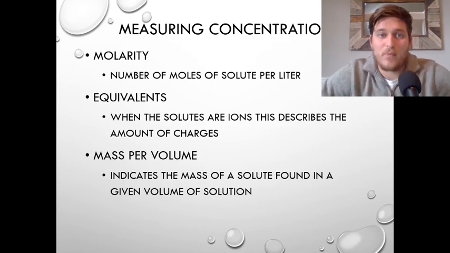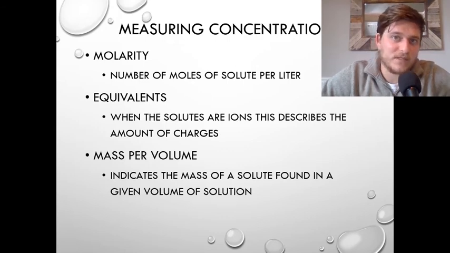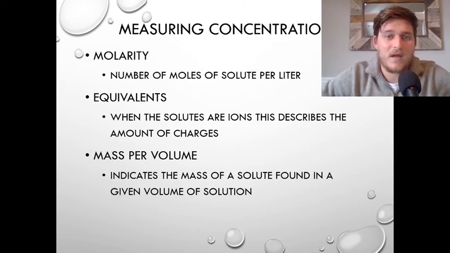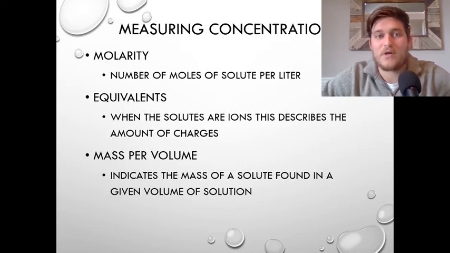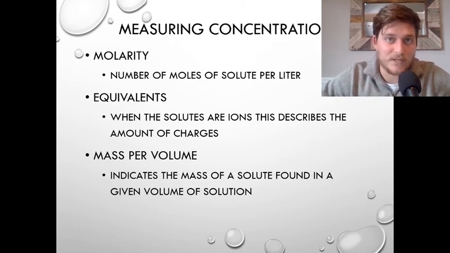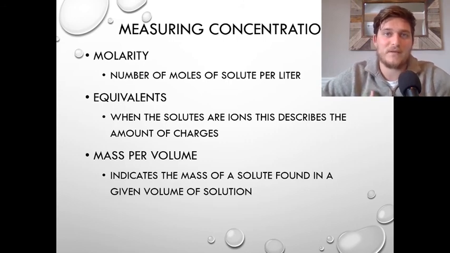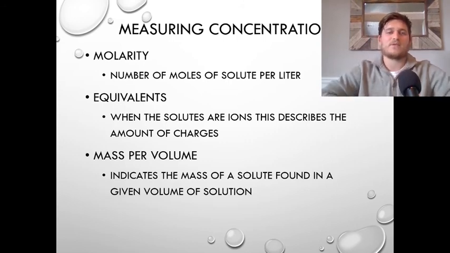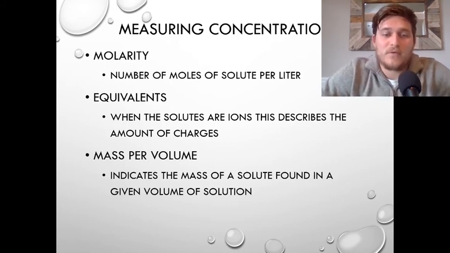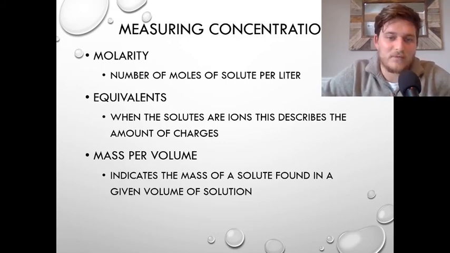So there are different ways that we can measure the concentration of solute in a mixture. Commonly we use moles, and that is called molarity. If you're trying to determine how much solute is within a mixture per liter, we use molarity, the number of moles of solute per liter. We also have what's called equivalence. When solutes are ions, remember, meaning that they have either gained or lost electrons, giving them a charge, the amount of ions is then going to determine the charge within that mixture. And then we also have mass per volume, which is just the mass of a solute found in a given volume of solution.